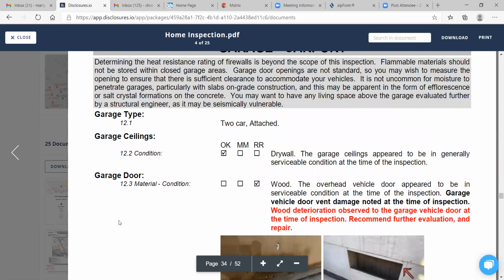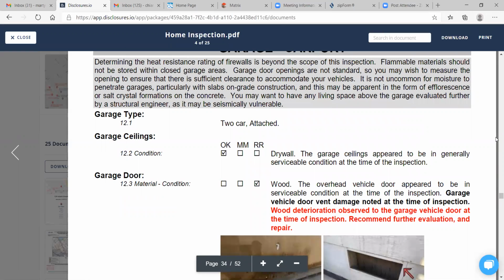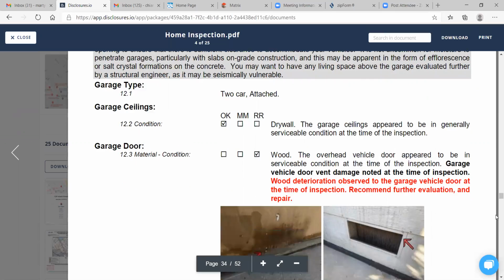Wood door. This is a parking garage. And this is a crawl space. I don't know what's wrong with the crawl space. Garage vehicle door, time deterioration, recommend evaluation and repair.